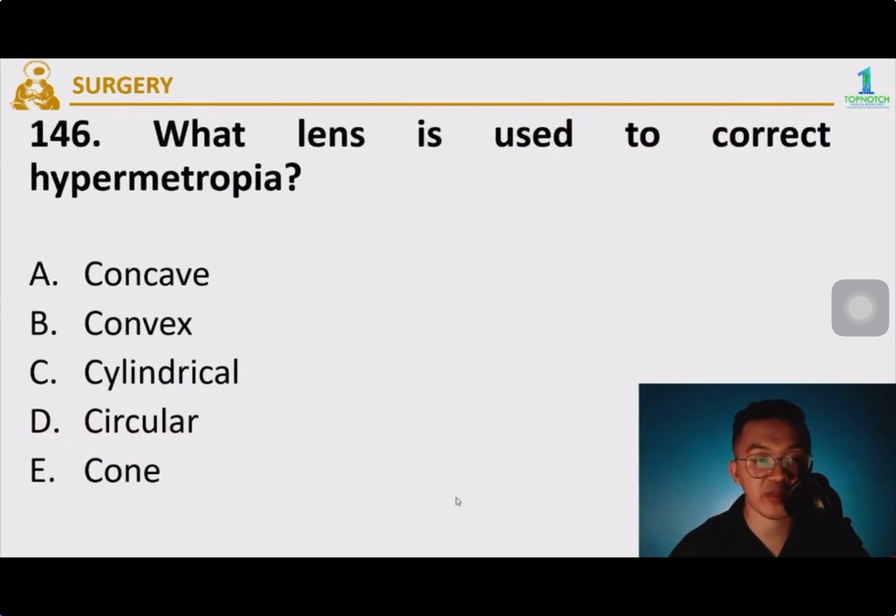146, what lens is used to correct hypermetropia? Is it concave, convex, cylindrical, circular, or cone?